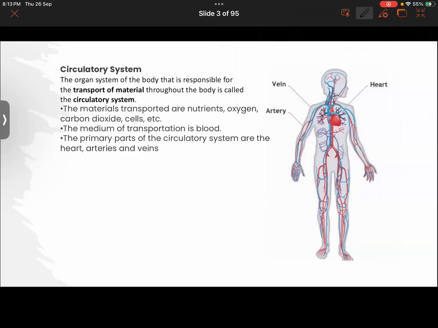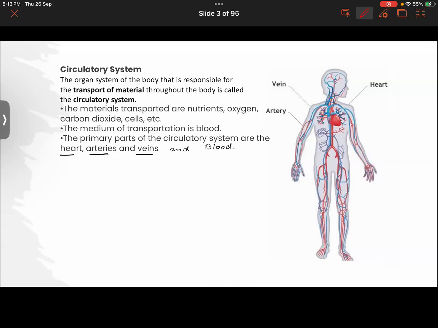In this, there's an important addition that has to be made. The primary parts of the circulatory system are heart, arteries, veins, and here you'll write, and blood.